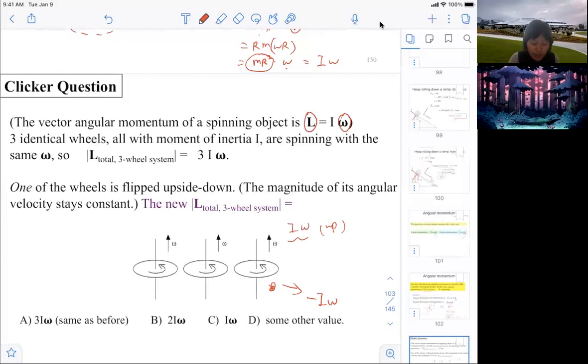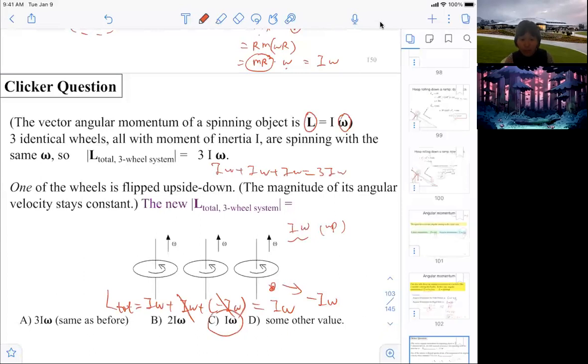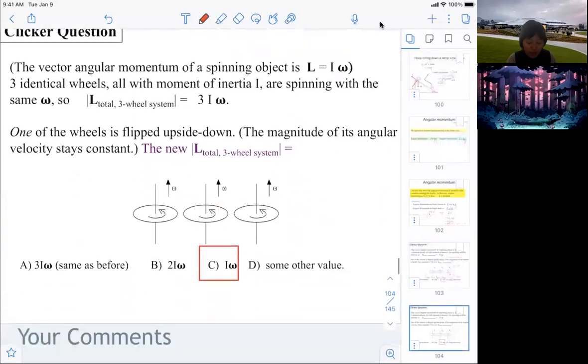So what you have for the three of them together is I omega plus I omega plus negative I omega. Okay, and then what do you get from that? So L total is going to be what? I omega. Okay, so just one I omega. The four is all three in the same direction, 3 I omega. We flipped one of them, now it becomes I omega. So C is the correct answer. Okay, C is correct.